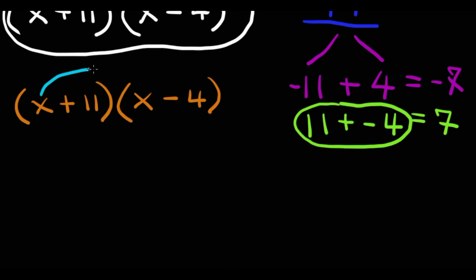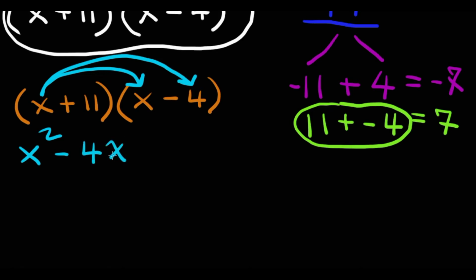So first thing you gotta do is distribute the x, and then distribute the x with the negative 4. So x times x, we know it's x squared. X times negative 4, well, we know it's negative 4x. Okay, and we are going to do the same with positive 11.